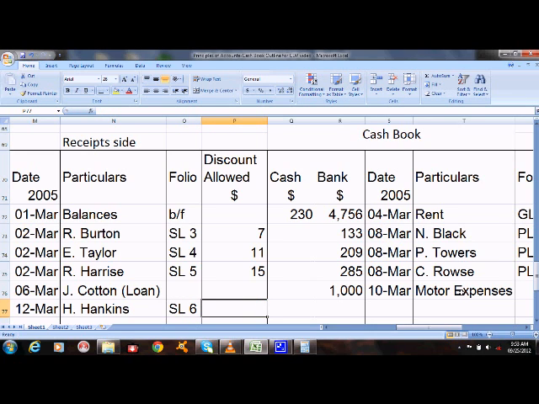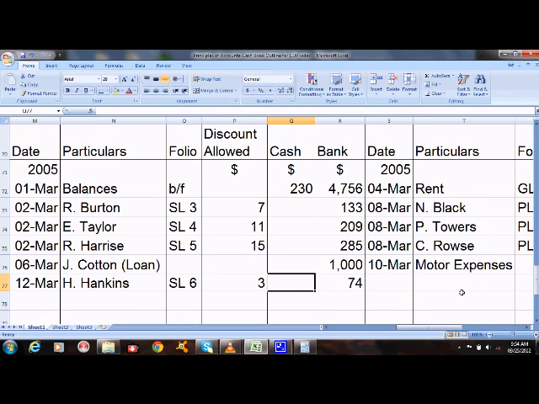Discount amount is what? $3, and he paid this account by what? By check. Therefore we're going to place the amount on the bank column of the cash book, which is 74. So you can see clearly that there's a $3 discount, right? However, in this case the discount has already been worked out, so we don't need to work it out again, unless the question said H. Hankins paid his account of $75 by check, and we deducted a 3% cash discount.